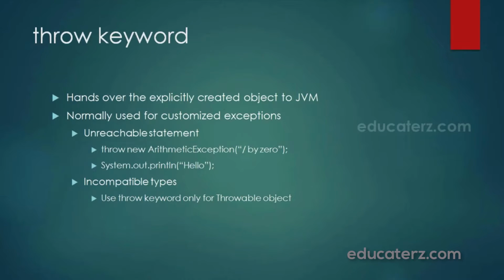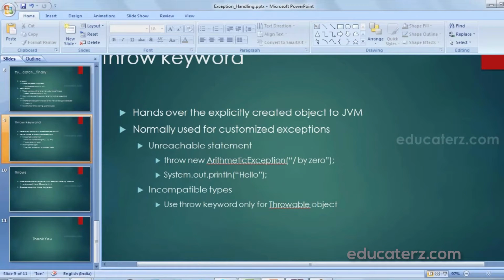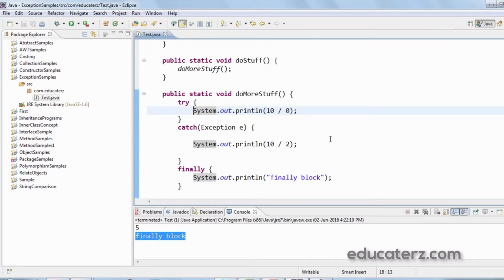Next is the throw keyword. It is used to hand over the explicitly created object to the JVM. It is normally used for customized exceptions, that is, user defined exceptions. So let's see how we explicitly throw an exception object using the throw keyword.